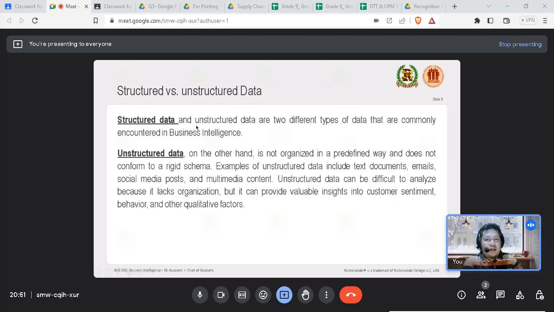Structured and unstructured data are two different types of data that are commonly encountered in business intelligence. Unstructured data, on the other hand, is not organized in a predefined way and does not conform to a rigid schema. Examples include text documents, emails, social media posts, and multimedia content. It can be difficult to analyze because it lacks organization, but it can provide valuable insights into customer sentiment, behavior, and other qualitative factors.